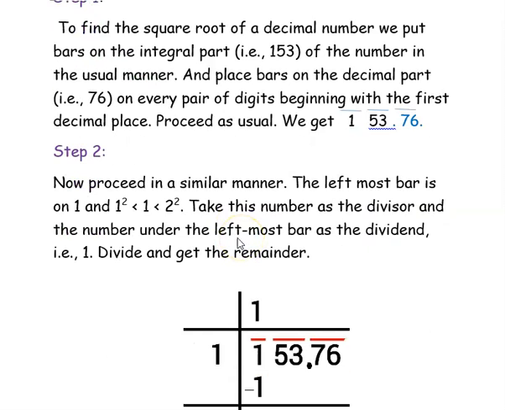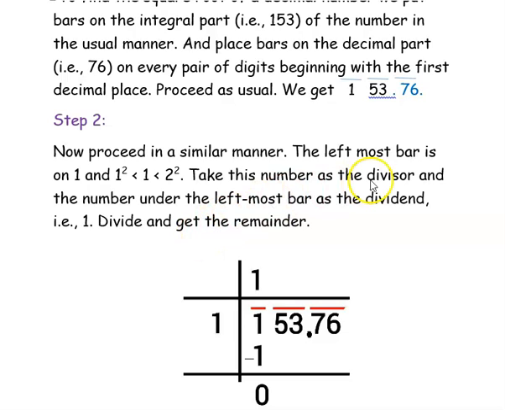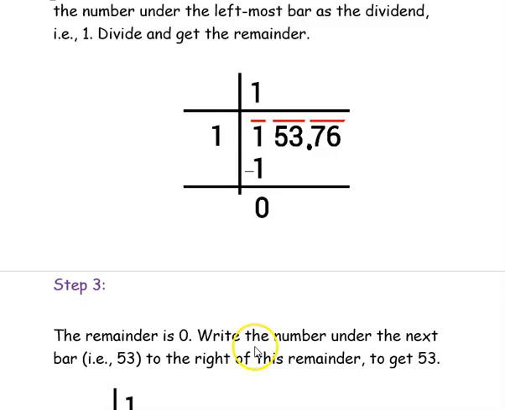In the second step, we are going to proceed in the usual manner. We are going to consider the number under the leftmost bar. Here the number under the leftmost bar is 1. Now we want to find the divisor and the quotient such that they are the same number, and if you multiply the same number, it should be less than or equal to this number. So I have found it: 1 into 1 is 1, which is equal to this 1. So I have written 1 here. I have subtracted 1 minus 1 and the remainder is 0.